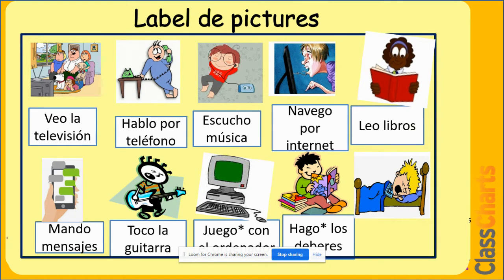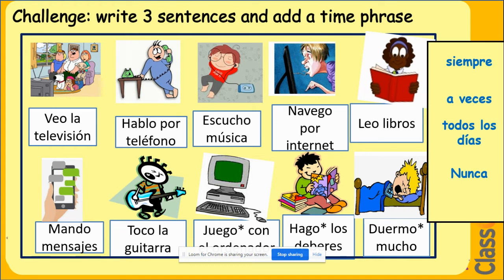And that's why it's got the asterisk, because it's slightly irregular. It's only irregular on that first person there. Hago los deberes. And last one but not least, duermo mucho. And it's a little bit irregular as well in the stem of the verb. Very good. So now I want you to look at those and, as a challenge, write at least 3 sentences and add a time phrase like the ones you have on the right hand side: siempre, a veces, todos los días, y nunca.